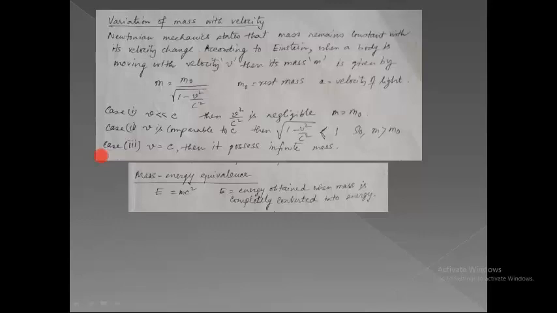Now we move to the next part. This equation you already read in your modern physics in class 12: what is the energy of a matter. When you have mass compact in the form of matter, the energy is given by E is equal to mc square, which is called the mass energy relation, where m is the mass and c is the velocity of light.